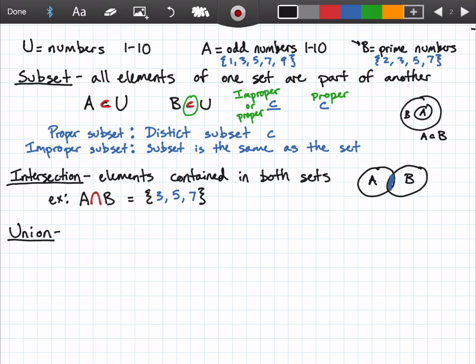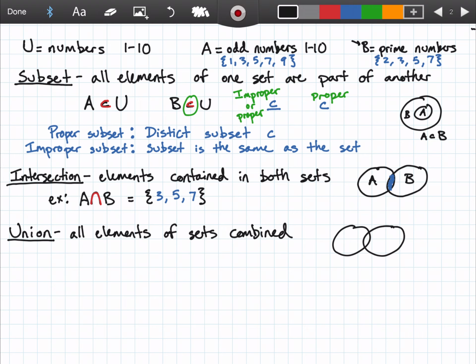Up next is a union. And that's bringing everything together. So that would just look like all of this. A lot of times you'll hear that as the word or, where intersection would be and. So what's an A and B, or what's an A or B?